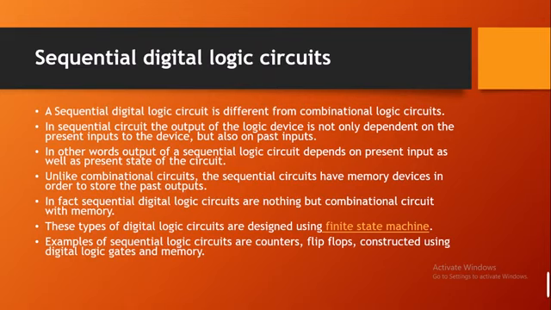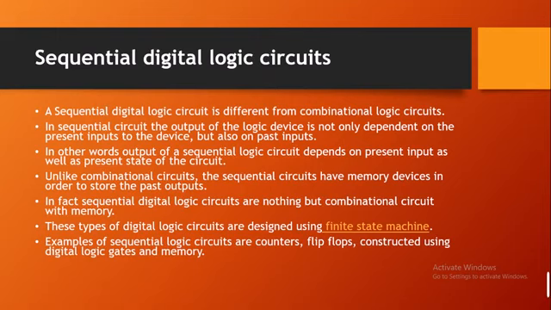In a sequential circuit, the output of the logic device is not only dependent on the present inputs to the device but also on past inputs. In other words, the output of a sequential logic circuit depends on the present input as well as the present state of the circuit. And unlike combinational circuits, sequential circuits have memory devices in order to store the past outputs. In fact, sequential digital circuits are nothing but combinational circuits with memories. These types of digital logic circuits are designed using finite state machines. Examples of sequential logic circuits are counters and flip-flops, constructed using digital logic gates and memory.